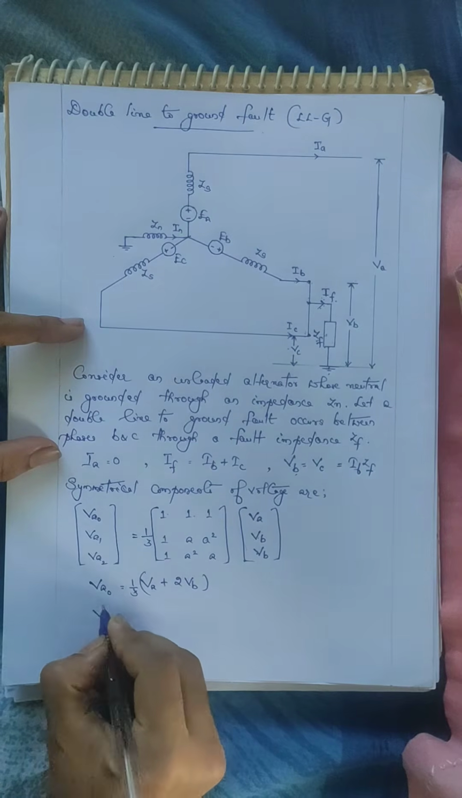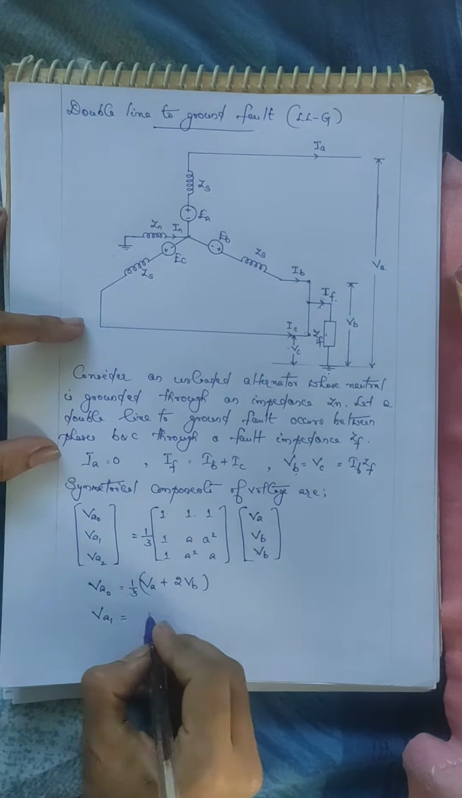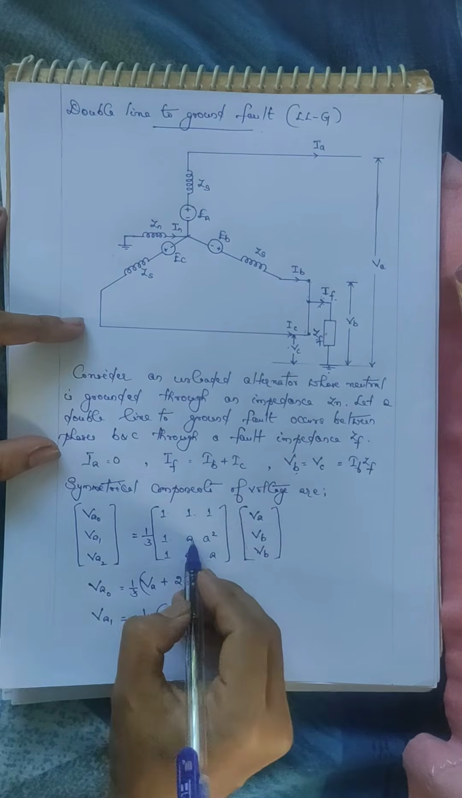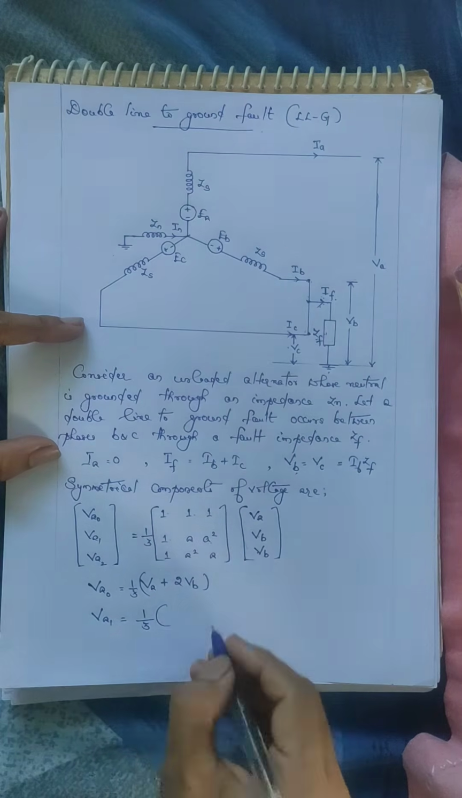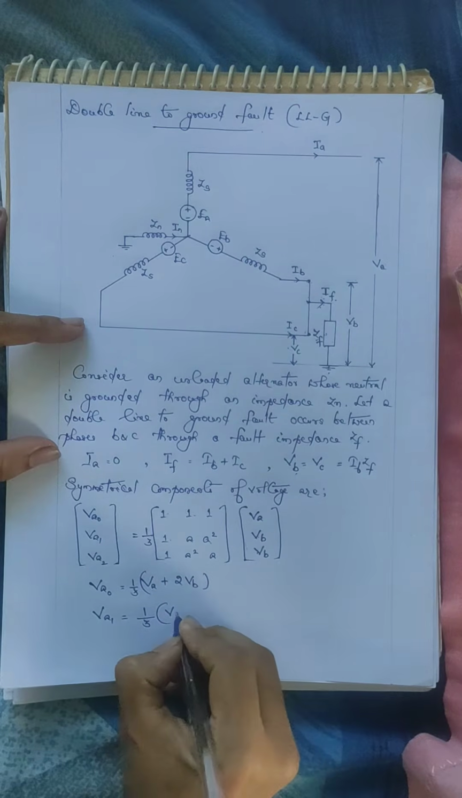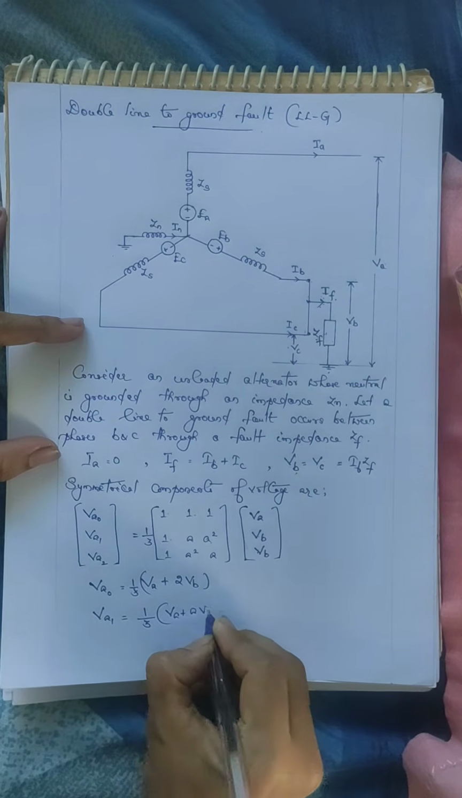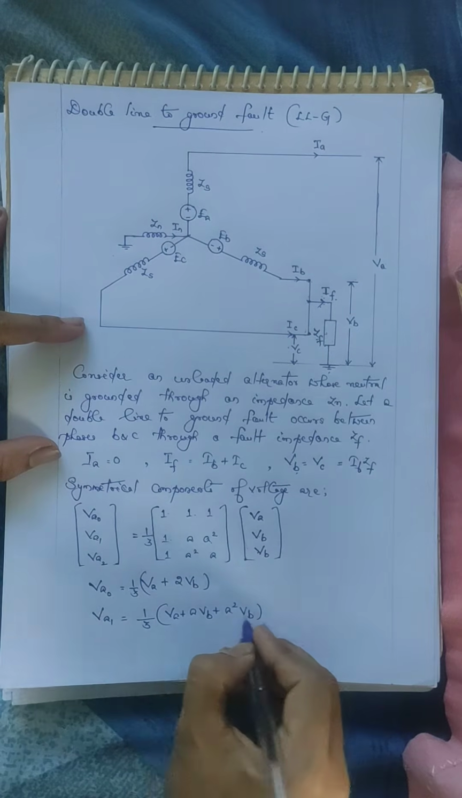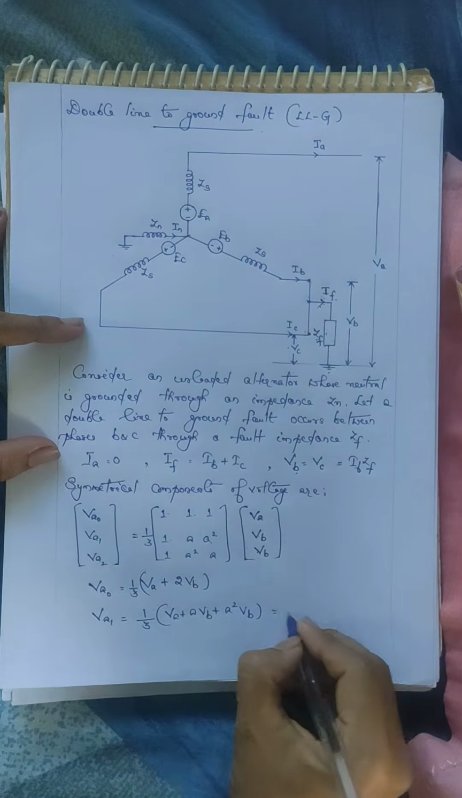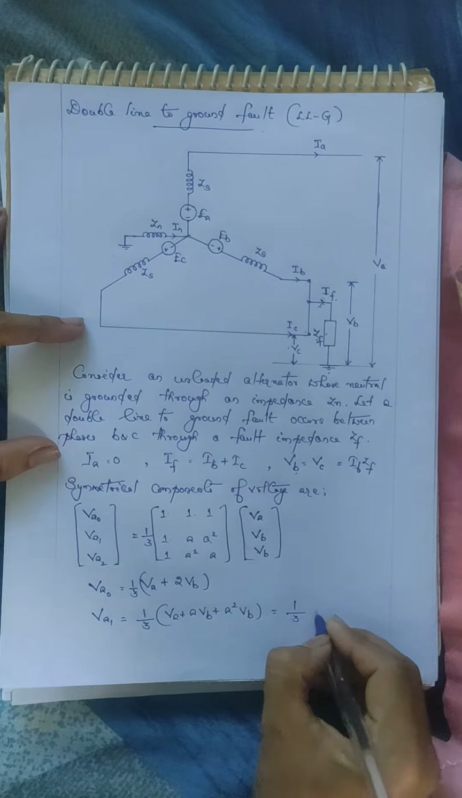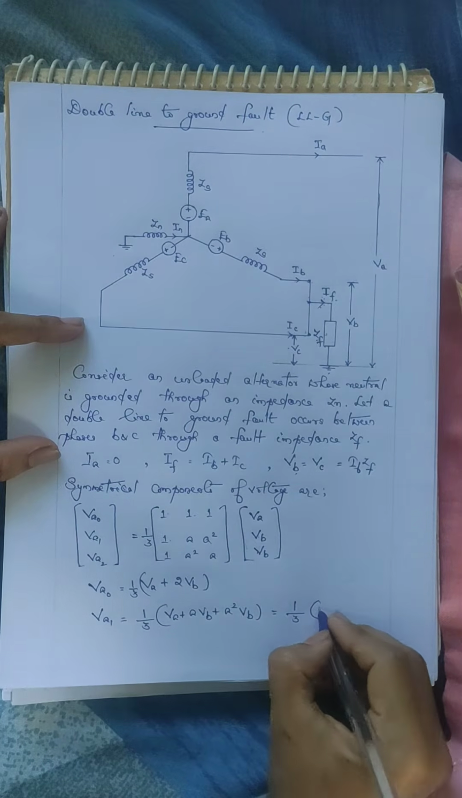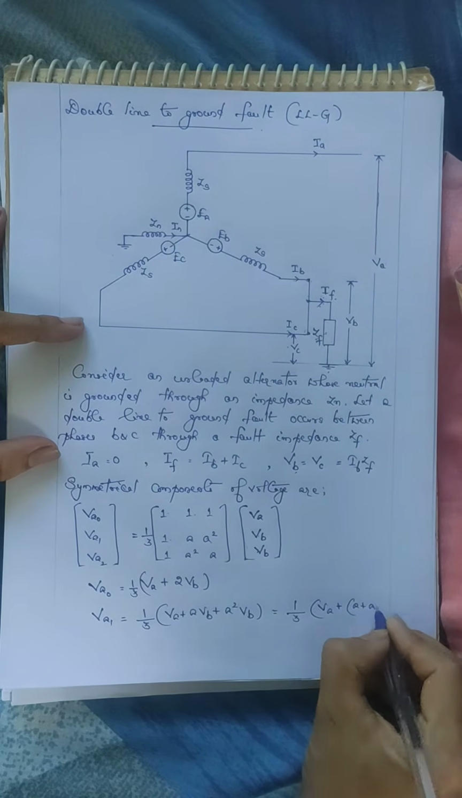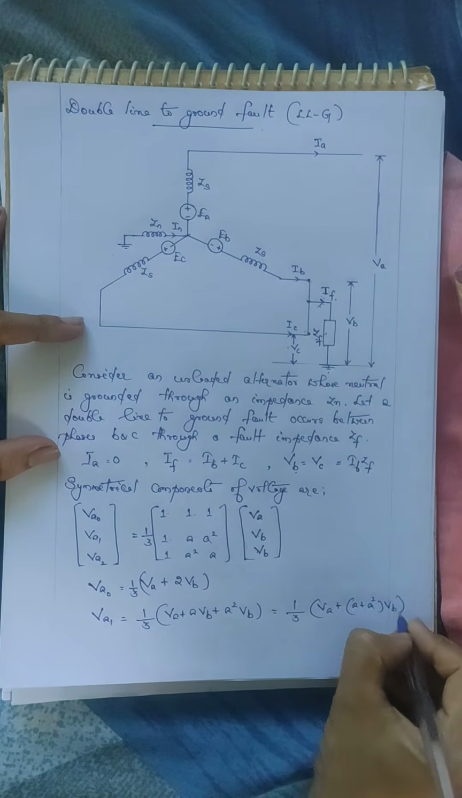Now let us calculate VA1. VA1 is equal to 1 by 3 into 1 into VA plus A into VB plus A square into VB. So we can take VB common. This will become 1 by 3 into VA plus A plus A square into VB.